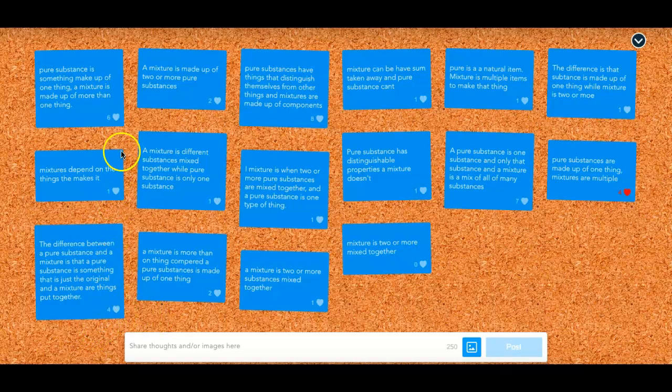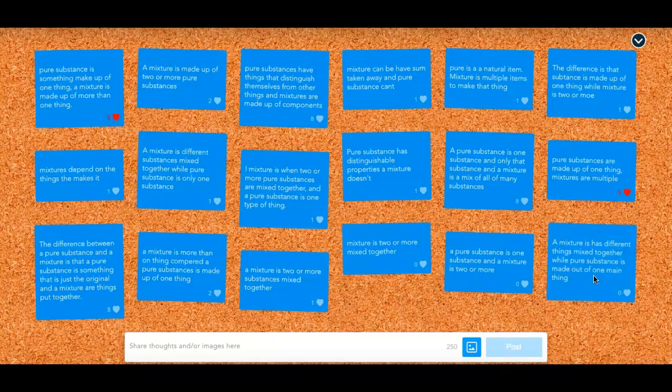Okay. So we've got a pure substance is one substance and only that substance, and a mixture is a mix of all of the many different substances together. Great. A pure substance has things to distinguish themselves from other things, and the mixtures are made up of components. Very good. The difference between a pure substance and a mixture is that a pure substance is something that is just the original, and a mixture are things put together. Okay.